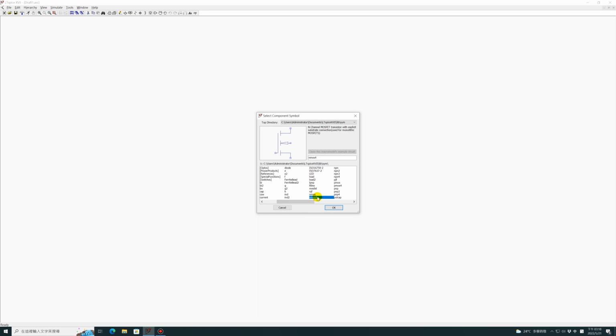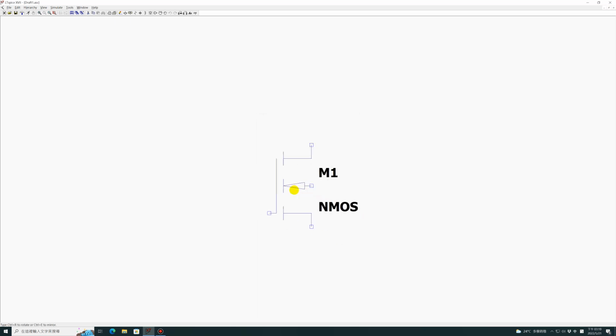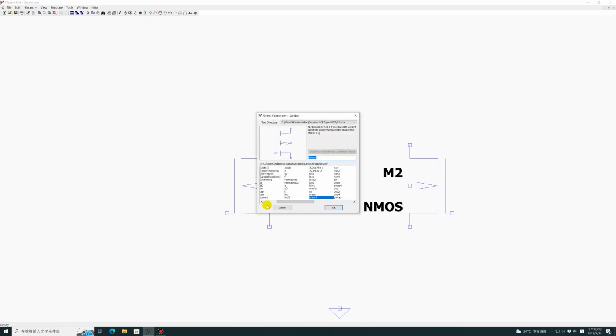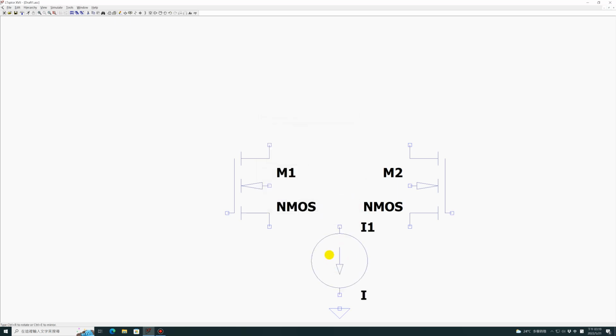So let's start with MOS4. The MOS4 has 4 pins. For example, I'm going to do a differential stage from the textbook, so I put 2 here, M1 and M2. These are the 2 MOS, and then I would like to put the ground here, and also the current source. So the current source is this. So it's here. Okay, that's the design problem.